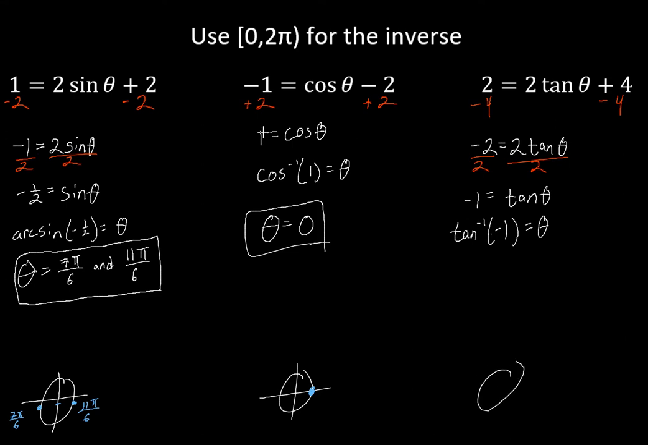Back to the handy-dandy unit circle. Oops, excuse me, that was a bad circle. And again, to find where tangent equals negative 1, you're looking for the same x and y values, but alternating signs. So there and there at 3 pi over 4 and 7 pi over 4. Since both of those are inside of 0 to 2 pi, both of those are our answers.